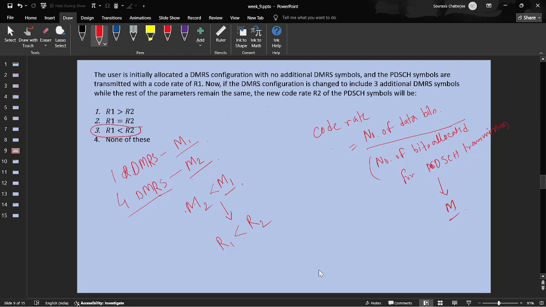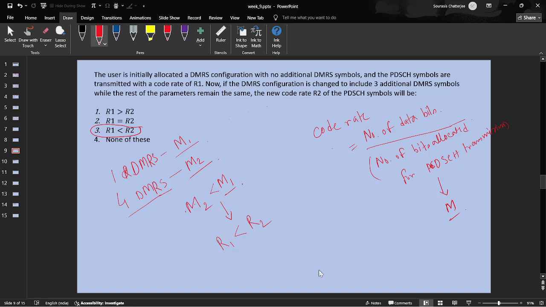So poor estimation of the channel means SNR is reduced. So if SNR is reduced, the code rate has to reduce. So R1 should be greater than R2. True, true only, but I think we are making things a bit complicated.